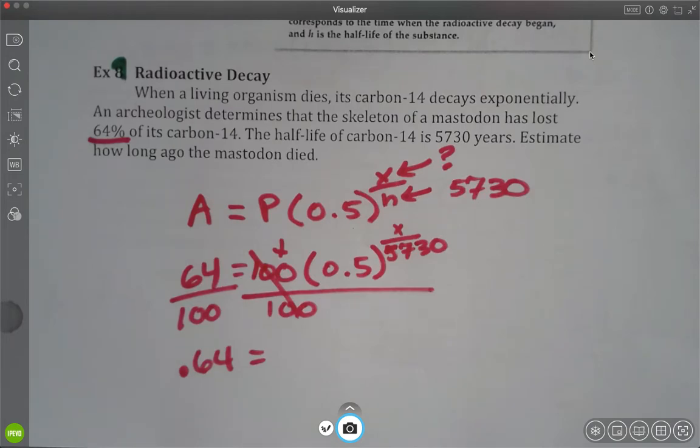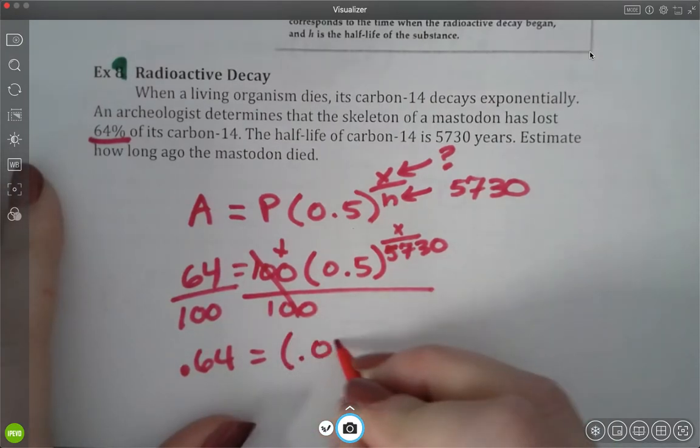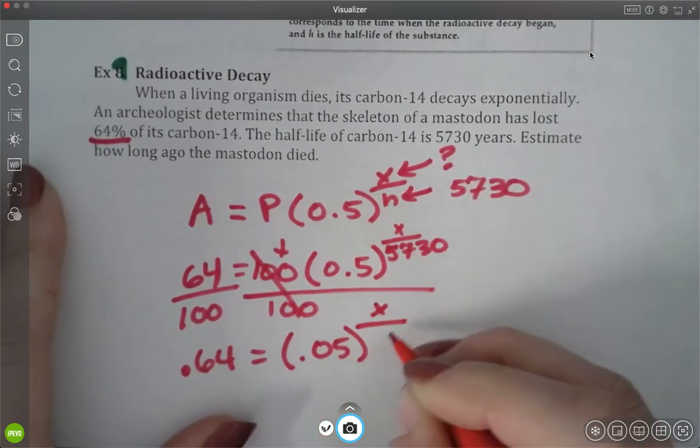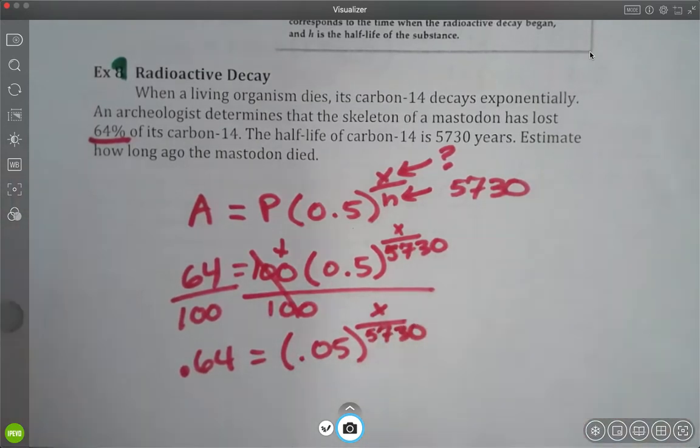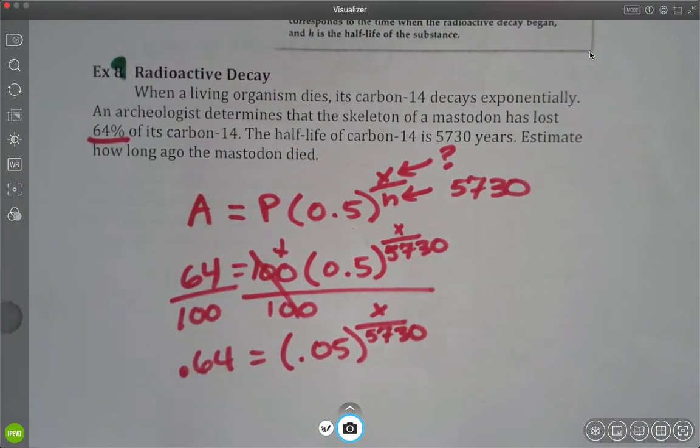Does that make sense? If you want to skip that step, you can start with 0.64. Yes, exactly. And then there's no principal to multiply. Why didn't you multiply the 100 by the half? Because you have the exponent that's connected. Good question. Exponents come before multiplication, right? So we've got to treat those separately. We've got to divide the 100 over first.